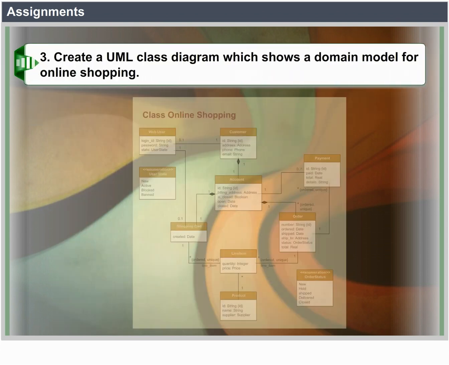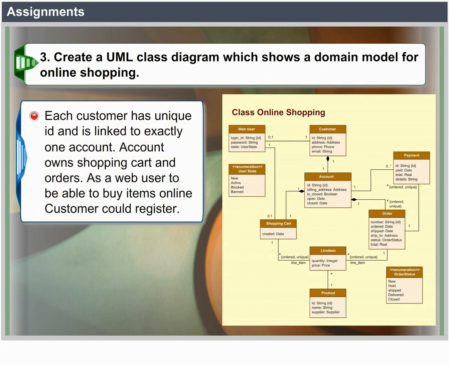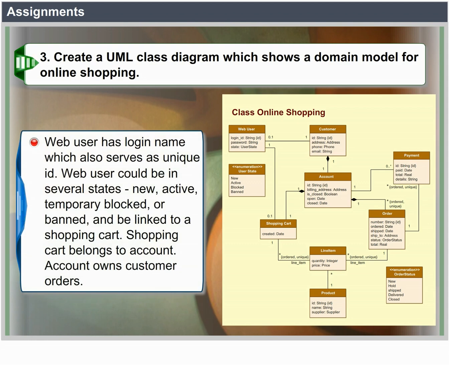Create a UML class diagram which shows a domain model for online shopping. Each customer has a unique ID and is linked to exactly one account. Account owns shopping cart and orders. As a web user, to be able to buy items, an online customer could register. Customer need not be a web user because purchases could also be made by phone or by ordering from catalogs. Web user has a login name which also serves as unique ID.